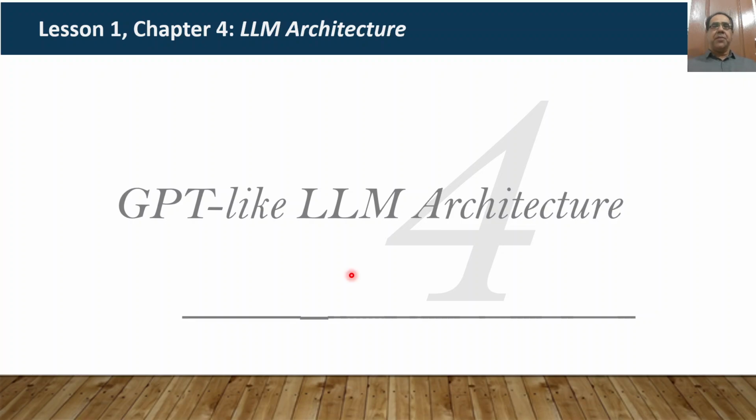In the previous chapter, we learned about the multi-head attention mechanism, one of the core components of LLMs. In this chapter, we will talk about the other building blocks of an LLM and how to assemble them into a GPT-like model that we will train in the next chapter to generate human-like text.